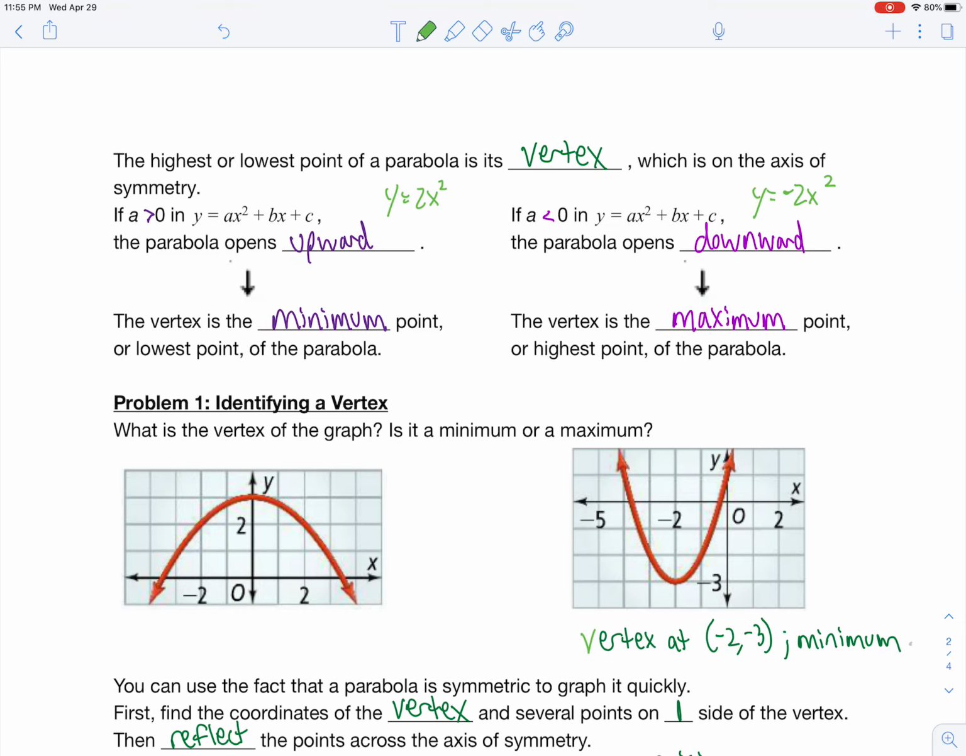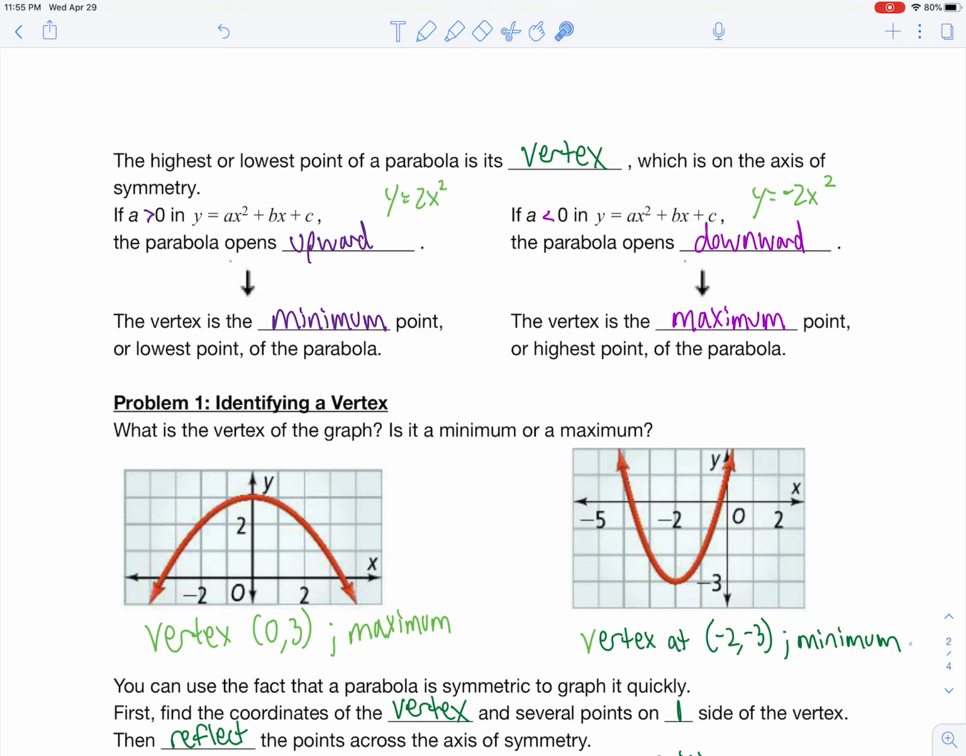So in the first example, it looks like our highest point's right there. So all we have to do is say the vertex in this case, if we can identify the coordinate, looks like it's just at 0, 3. So you can say the vertex is at 0, 3. And I know that since it's at the top of that U-shape, we can call that a maximum point instead of a minimum point. All we have to do is pick out the top of the curve and identify that it is the top rather than the bottom.